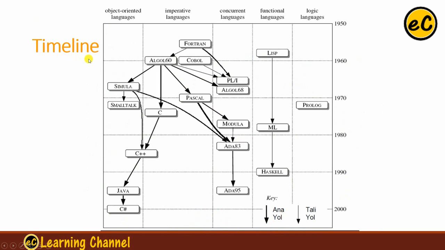And here is the timeline for the development of different languages in the category. We have logic languages, functional languages, concurrent languages, imperative languages, and the object-oriented languages. And as you can see, the imperative languages are the majority of the languages. Some languages are in between, and actually Java is an imperative language and also an object-oriented language. Besides, it is also considered as one of the functional languages.